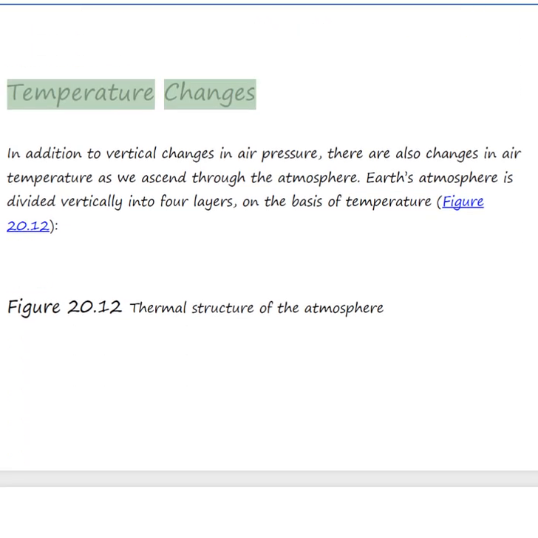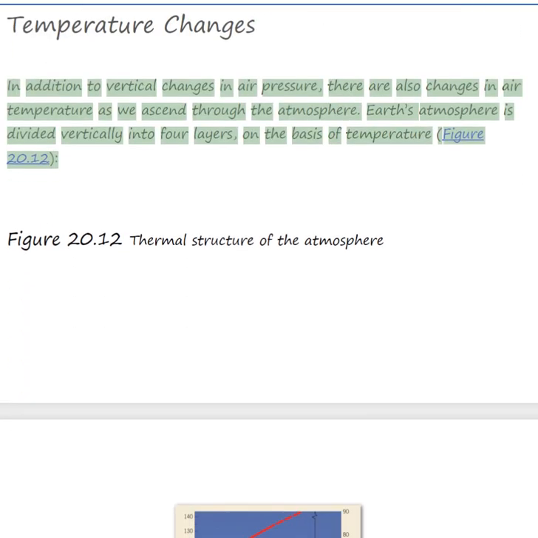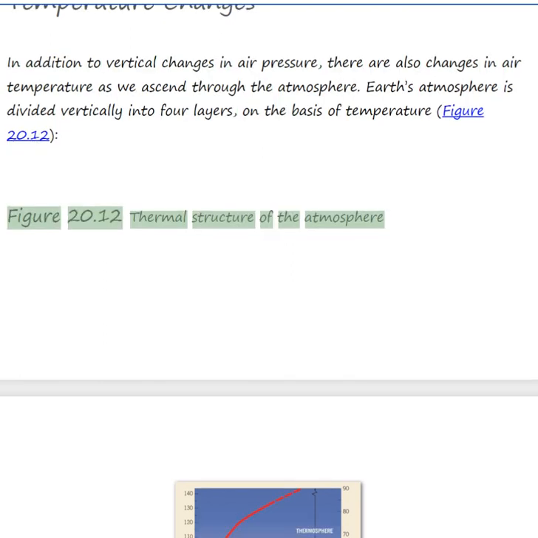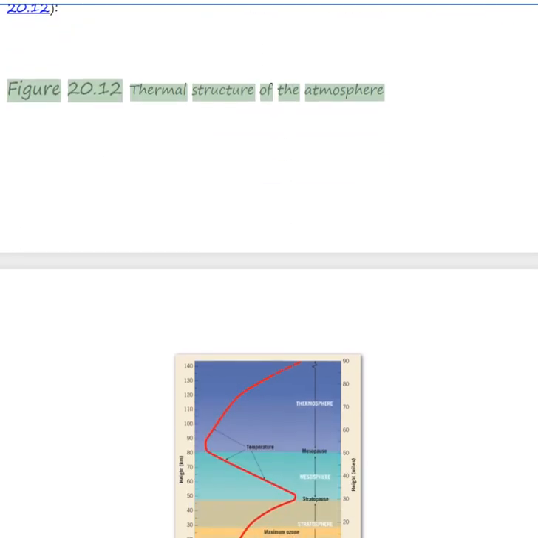Temperature changes. In addition to vertical changes in air pressure, there are also changes in air temperature as we ascend through the atmosphere. Earth's atmosphere is divided vertically into 4 layers, on the basis of temperature. Figure 20.12 Thermal structure of the atmosphere.